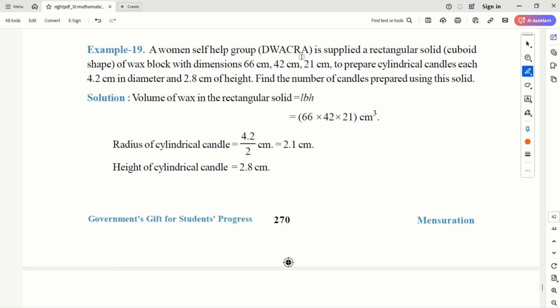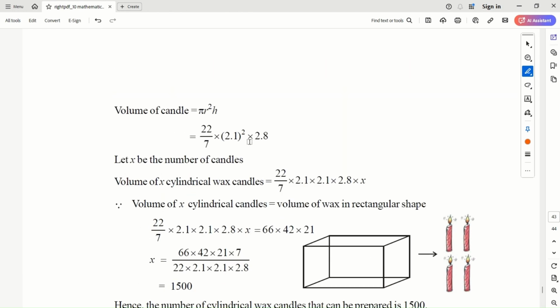A women's self-help group, Dwakra, is supplied a rectangular solid, cuboid shape, wax block with dimensions of 66, 42 and 21 centimeters to prepare cylindrical candles each 4.2 centimeters in diameter and 2.8 centimeters height. Find the number of candles prepared using this solid. Volume of the wax is LBH, because it's in the form of a rectangular solid. That is this value. The radius of a cylindrical candle is 2.1 centimeters, height is 2.8, so the volume of one candle is this much.